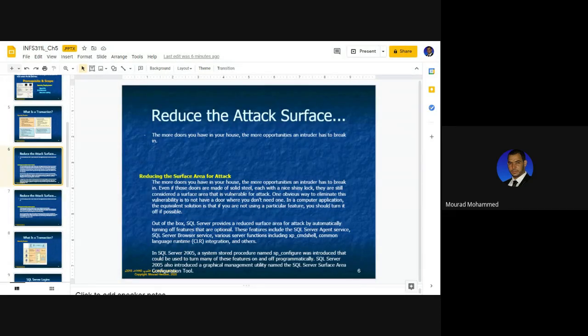Remember, the more doors you have in your house, the more opportunities an intruder has to break in. Here, the house is the project. The more doors, the more entry points in a project, means the more opportunities intruders can have to break in to the project, which is a heavier work for the developers to do in order to control those intrusion capabilities or potentials.